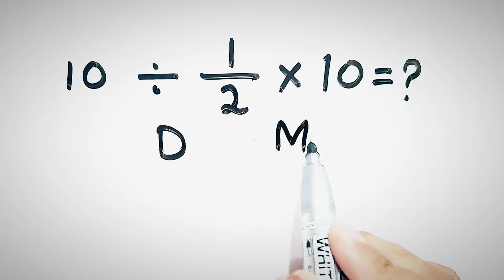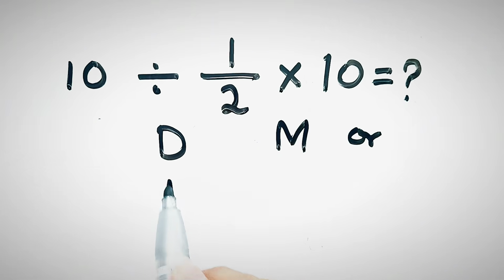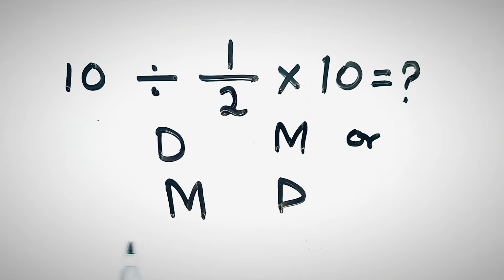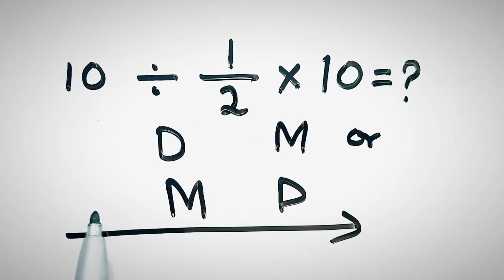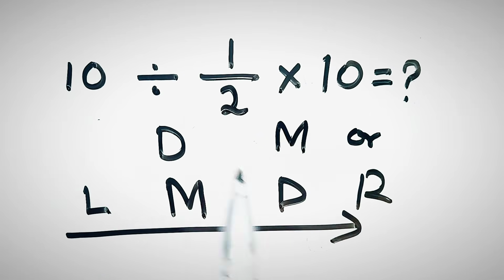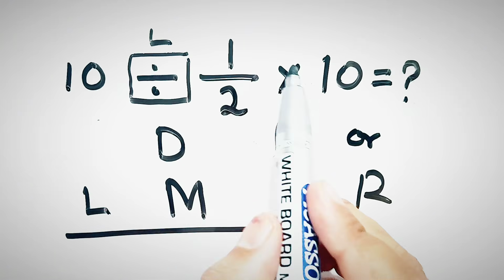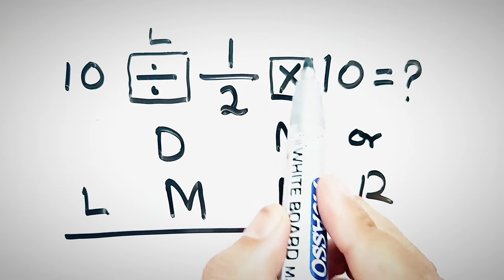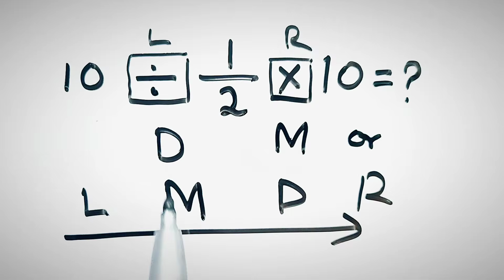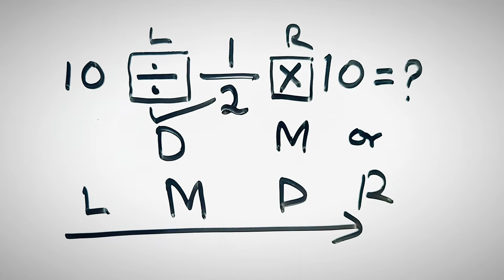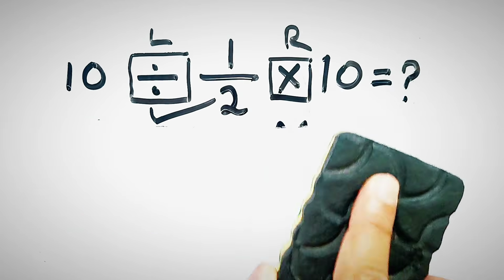Now we have division and multiplication only, and when we have division and multiplication we have to move from left to right. So division is at left, it will be handled first, and multiplication will be our second priority. So let us handle this portion first.